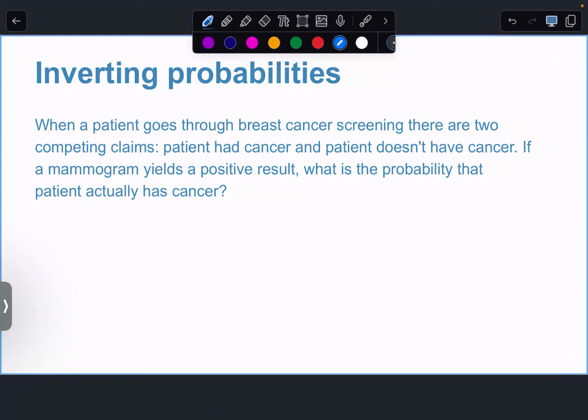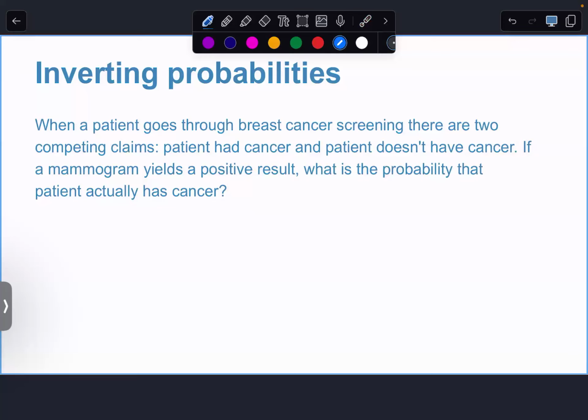So now we can use this tree, right? When a patient goes through breast cancer screening, there are 2 competing claims: the patient had cancer and the patient doesn't have cancer. And if a mammogram yields a positive result, right? So here, conditional on a positive result, what's the probability that they actually have cancer?